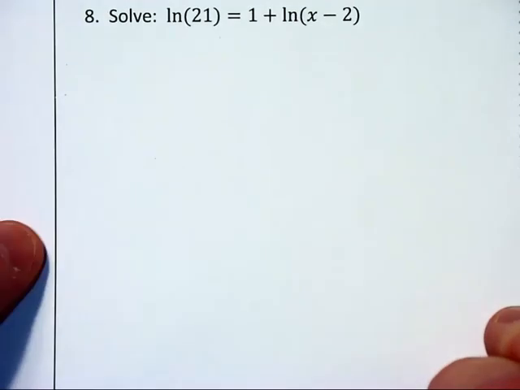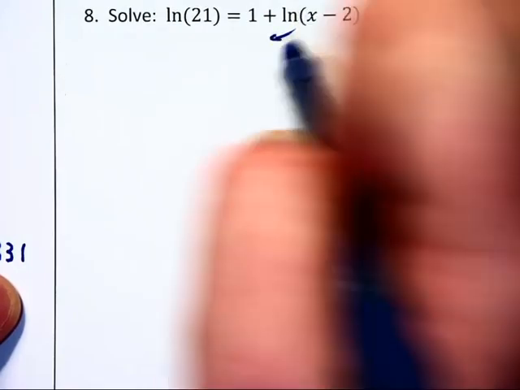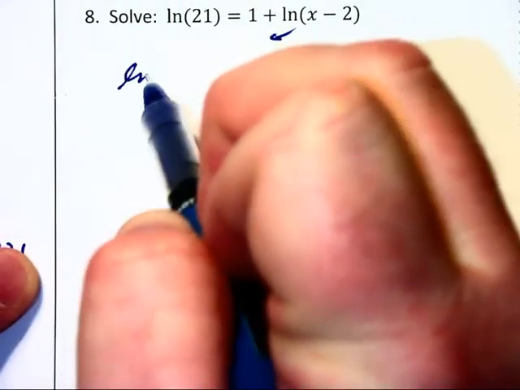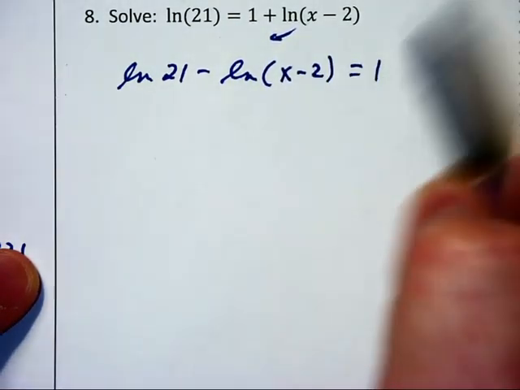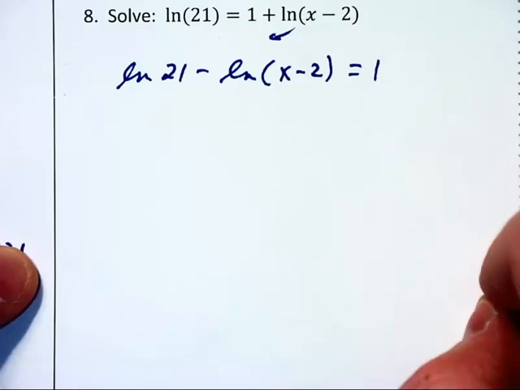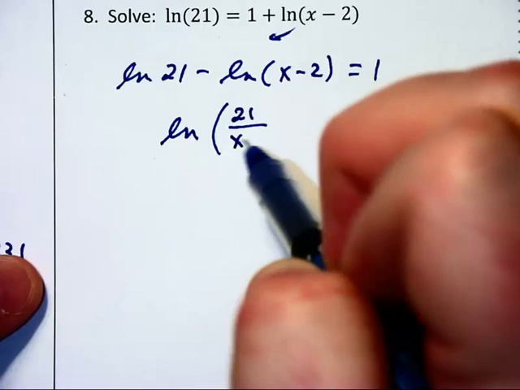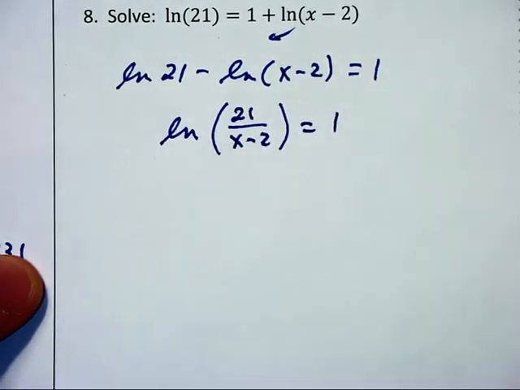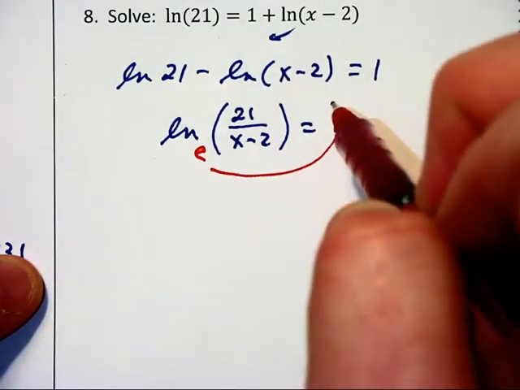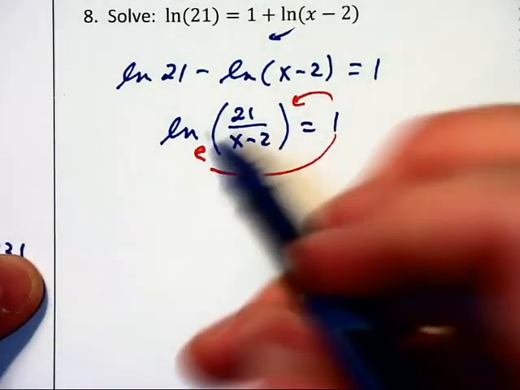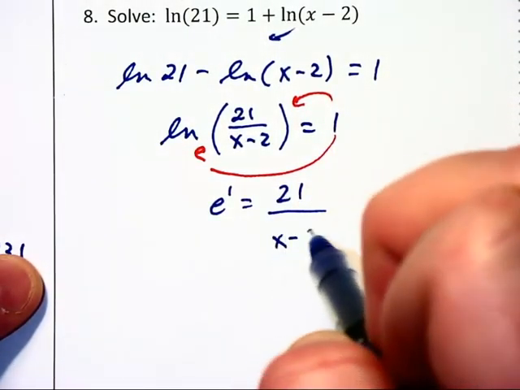Moving on. We now have another logarithmic equation. Let's bring this natural log of x minus 2 to the left. Write this as the natural log of 21 minus the natural log of x minus 2 equals 1. When we have subtraction between our logs, we can write this as a quotient. The natural log of 21 over x minus 2 is equal to 1. We have a base of e understood to be there, so we can change this to an exponential equation. We get e to the first equals 21 over x minus 2.